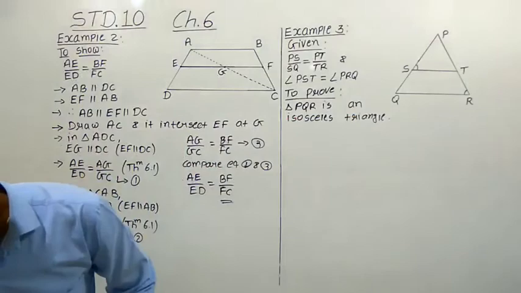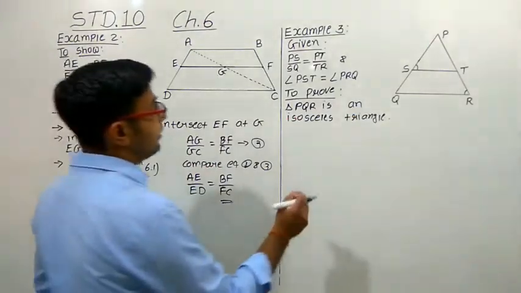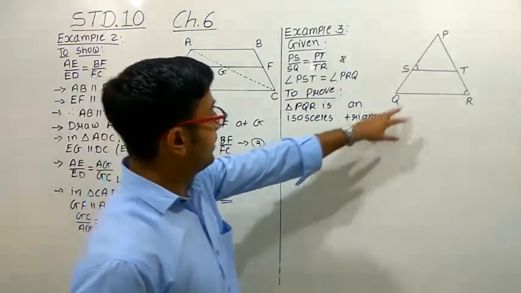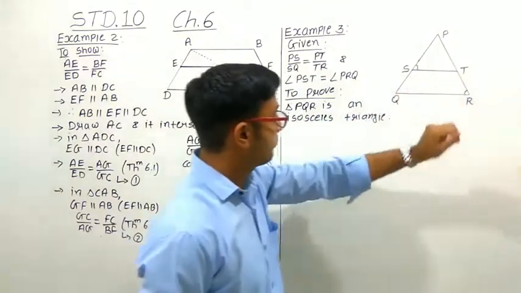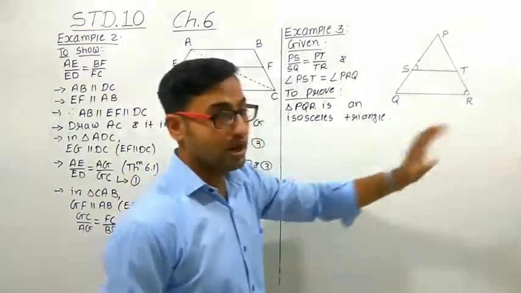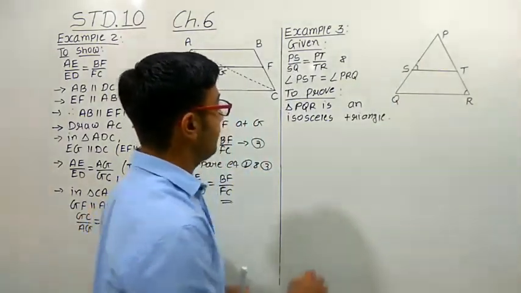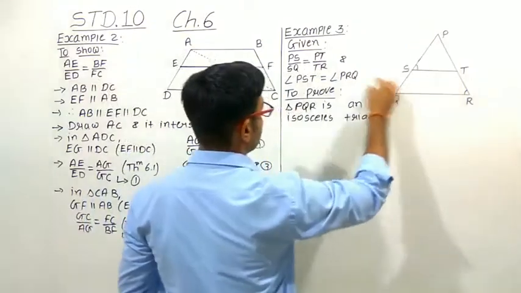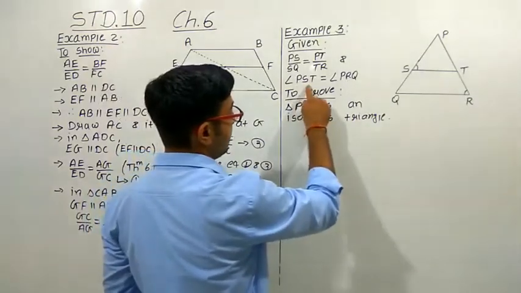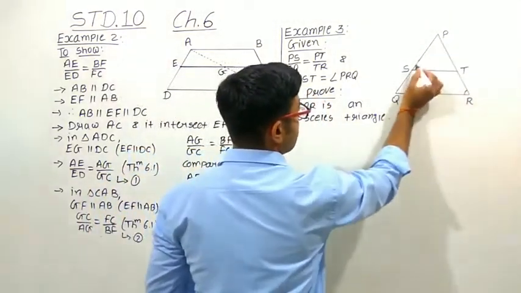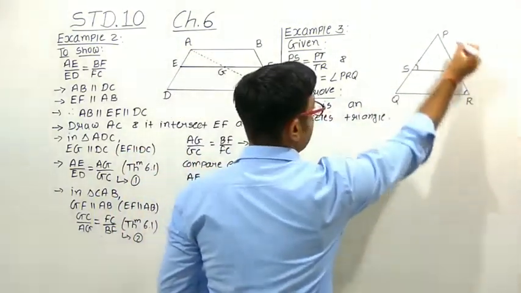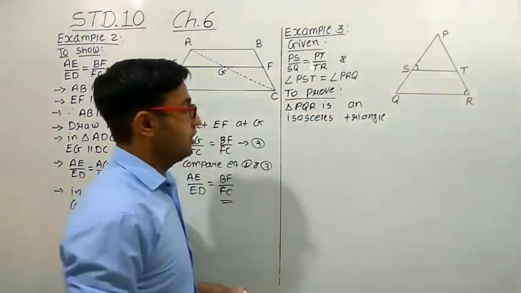Okay, so we have been given two things. Let us first of all understand this diagram and what we have been given. Here we have been given a triangle PQR. One is the line ST, but see, we have not been given that ST is parallel to QR. Instead of that, we have been given that PS upon SQ is equal to PT upon TR. And the second thing is that this angle PST is equal to the angle PRQ. That we have been given here.